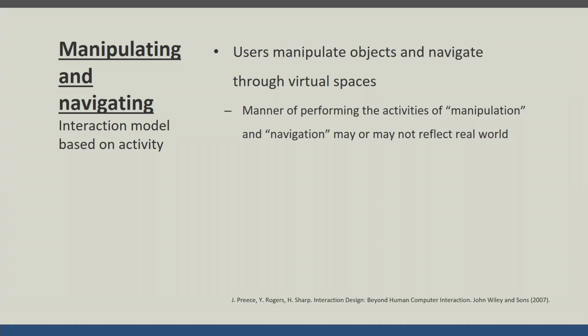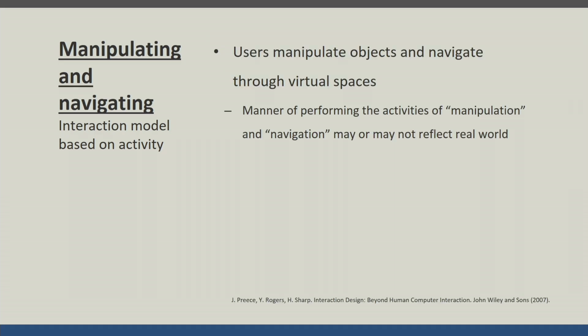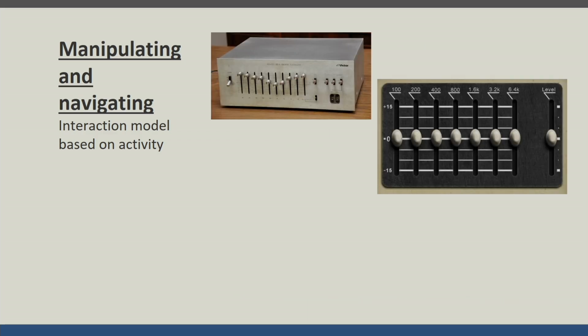And as we are saying in this interaction model, I am going to move to the previous slide once again, that the manner of performing these activities of manipulation and navigation may or may not reflect the real world. So in this example, where the graphic designer has chosen to design the exact replica of the physical equalizer, the manner of performing the activities of manipulation and navigation is based on the real world. Let us see the other example.